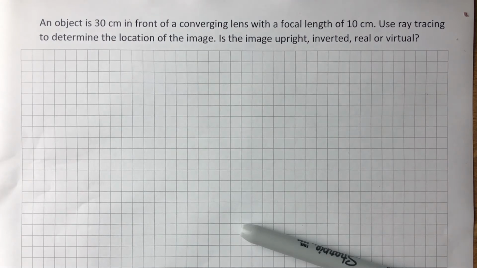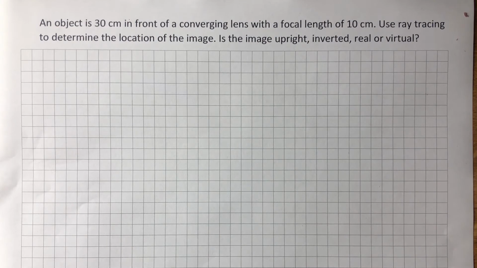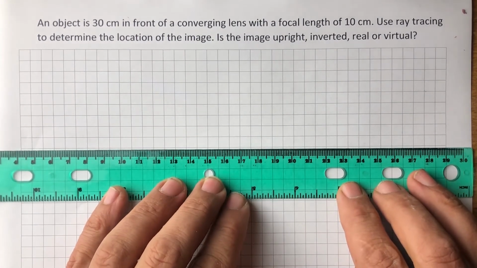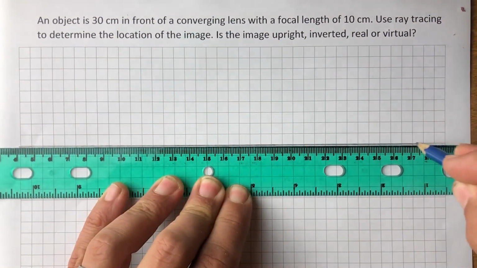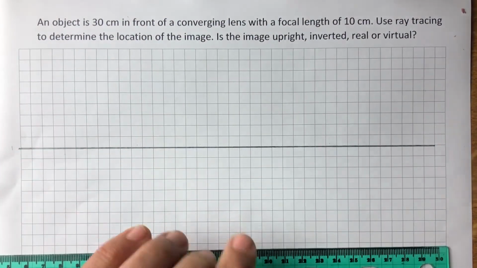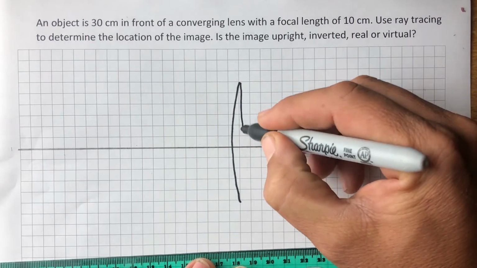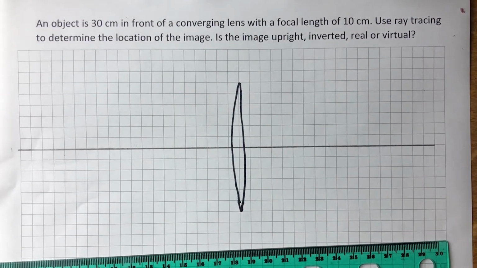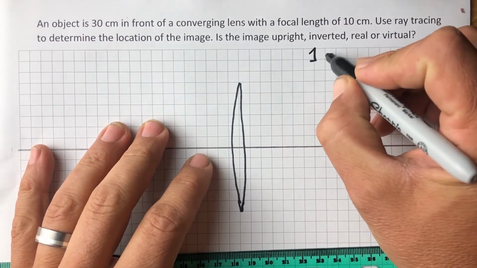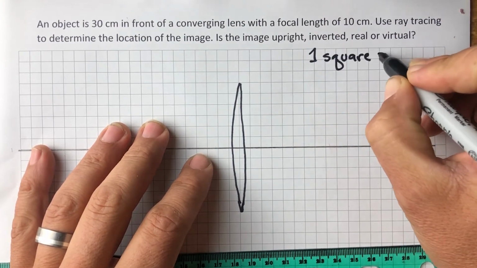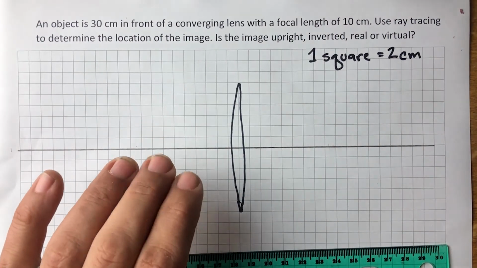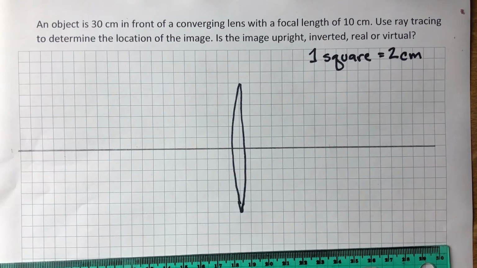Okay, well, for starters, we should identify our optical axis. So here's our optical axis somewhere in here, and we'll just make a quick line here. There's our optical axis. Now let's draw our lens somewhere in the middle here. Something like that. Now we need to identify a scale. Let's go ahead and let 1 square equal 2 centimeters. Now we should mark our focal points.